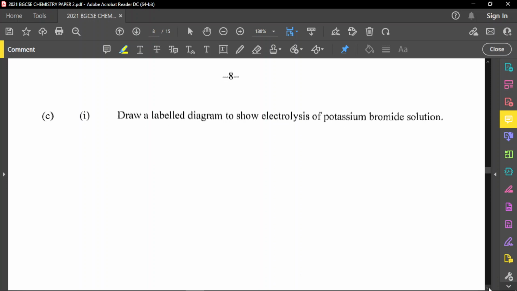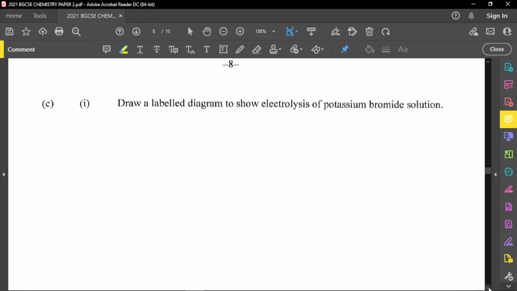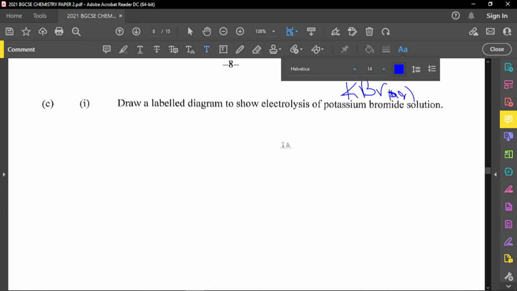The next part of the question is to draw a labeled diagram to show the electrolysis of potassium bromide solution. Now this is key because it's a potassium bromide solution, which means aqueous potassium bromide. So KBr, that's potassium bromide, and to write the state symbol here, it's aqueous, so aq. That's just to make a notation there.